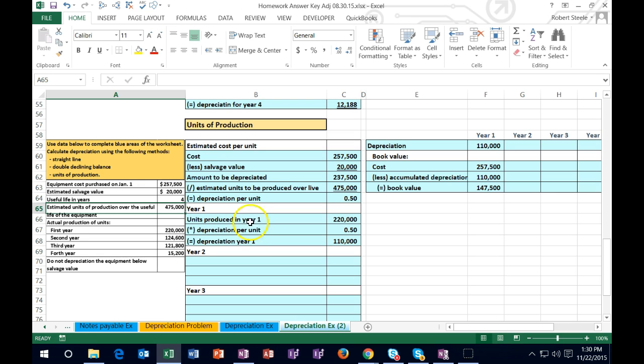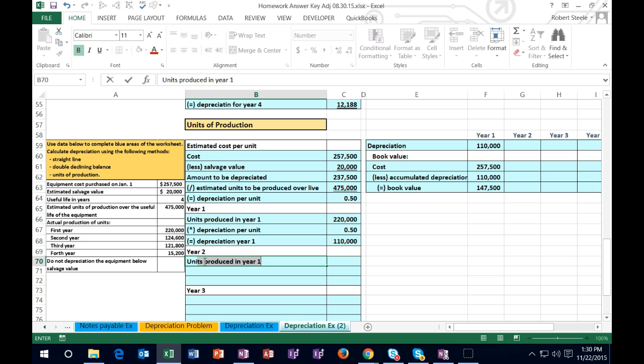It's going to be the exact same calculation. So we're going to have the units for year two. And how many did we produce? They're going to have to give it to us.